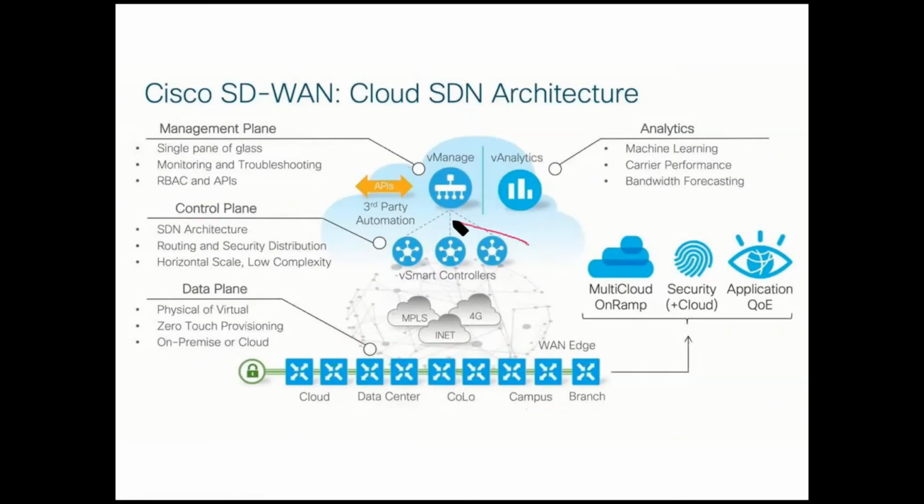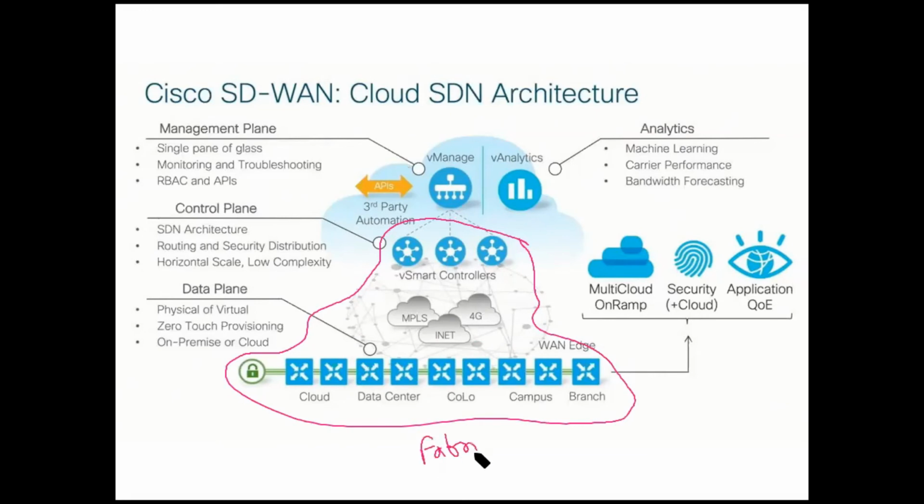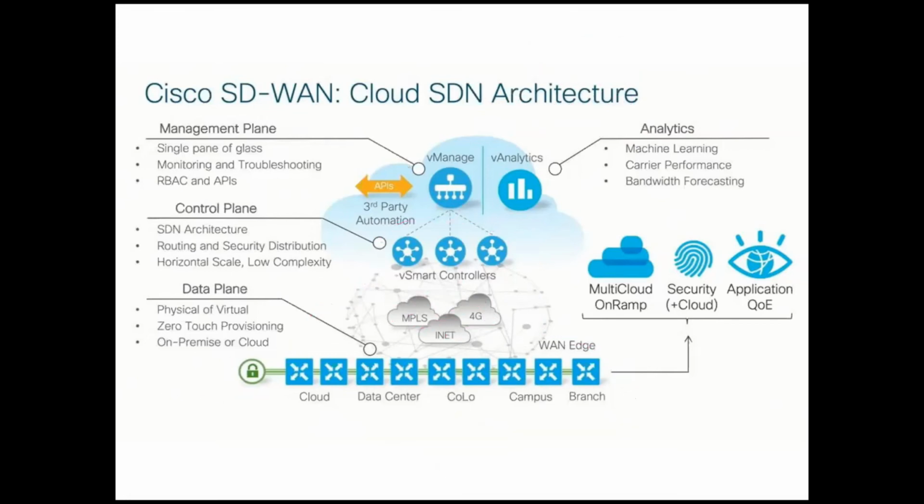So you can see that all of these things are the same. We can also say that the whole thing now works as a single fabric. Like earlier, we had the multi-chassis system. Here, the backplane is our internet, MPLS, 4G connection. That is how MPLS is getting out, and our SD-WAN is coming into the picture.